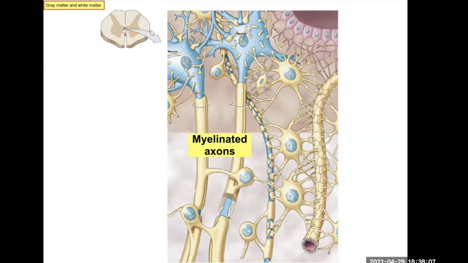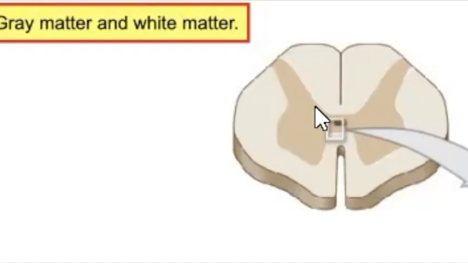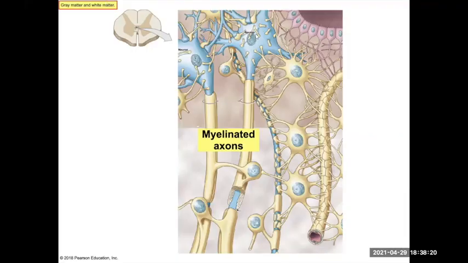When we're looking inside a slice of the brain, we see things like this butterfly-shaped thing surrounded by this lighter shade stuff. This is what we're going to refer to as gray matter and white matter. And we know what's in them, right? The white matter, rather, is going to be all those myelinated axons, right?